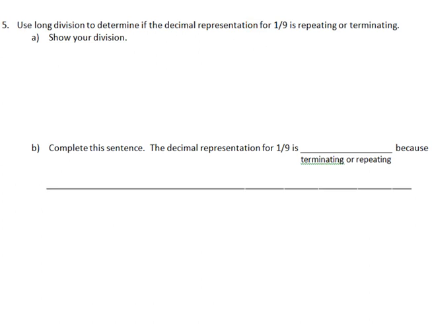Right, number 5, use long division to determine if the decimal representation for 1/9 is repeating or terminating. Show your division. Okay, just like before, top dog goes in the doghouse, bottom dog has to sleep outside. Okay, 9 goes into 1 0 times, so we'll add a decimal with a 0, decimal right above. 9 goes into 10 1 time. 1 times 9 is 9. And we'll subtract to get 1.